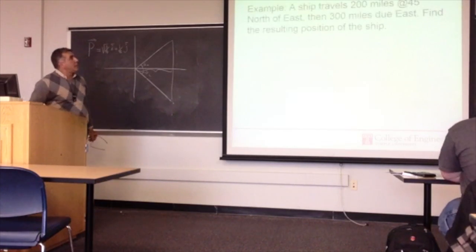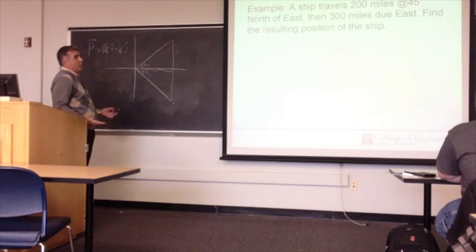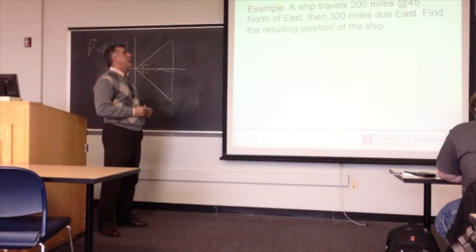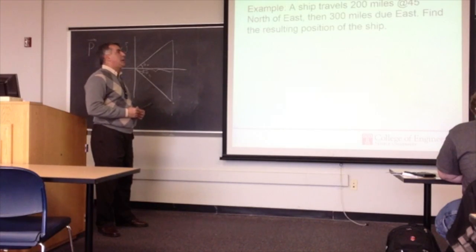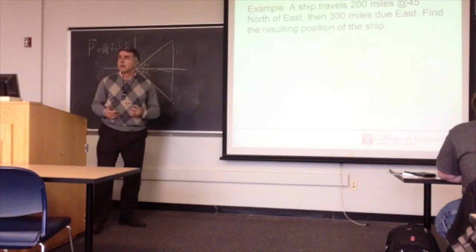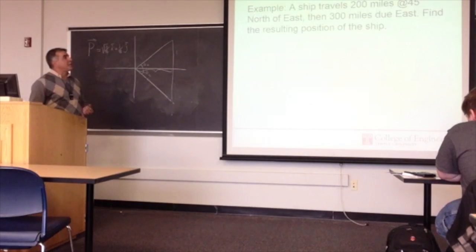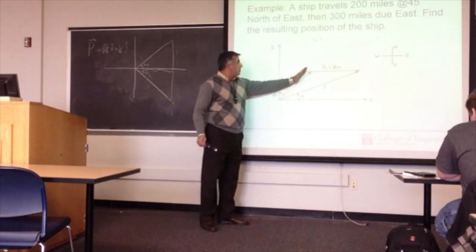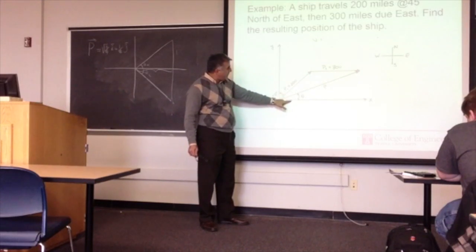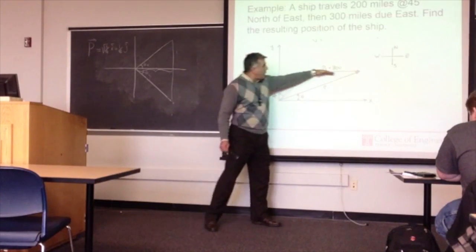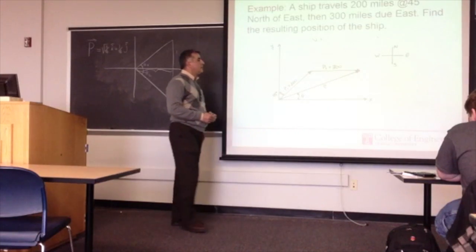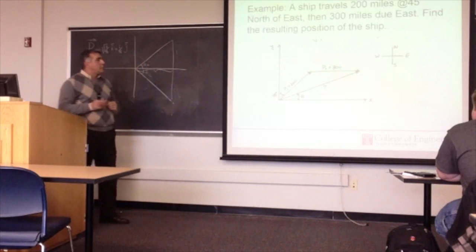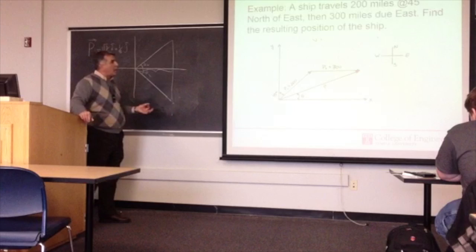All right, so let's go do another example. Let's say we have a ship that traveled 200 miles at 45 degrees north of east, then 300 miles due east. Find the resulting position. A practical navigation issue. So we're going north of east by 200 at 45 degrees, and then we are going east at 300. So I want to know, where is my ship? Okay? So now I have P1 and P2.